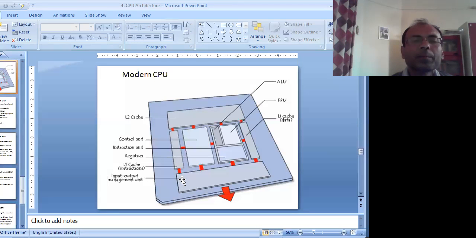And this is the input-output management unit, also called the bus management unit. So this unit is the interface circuit for communicating the CPU with the external world. External world means components outside the CPU.